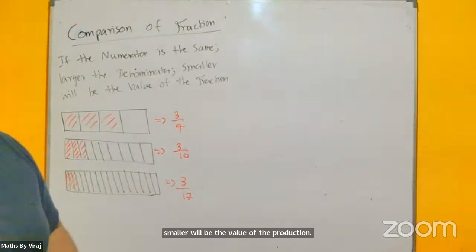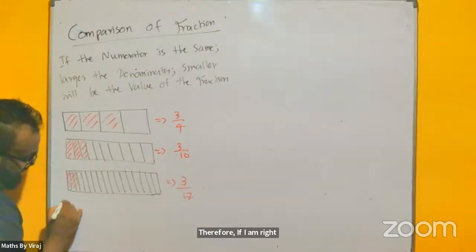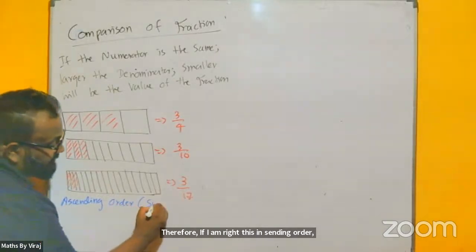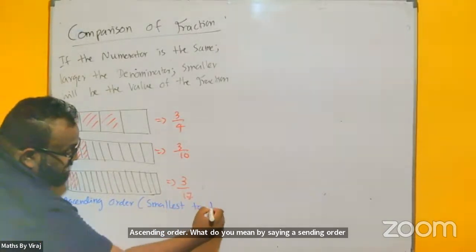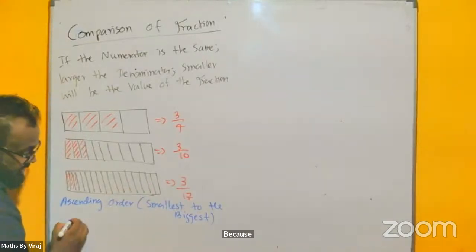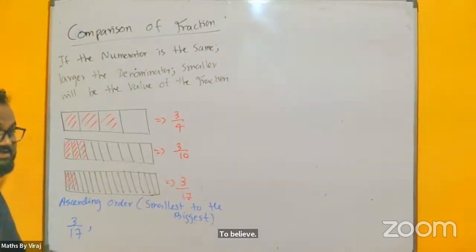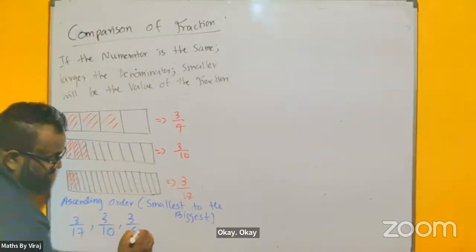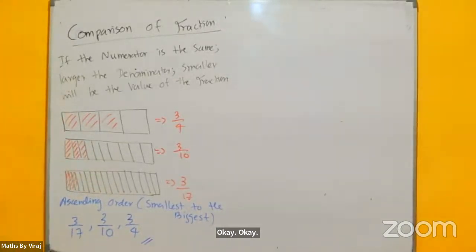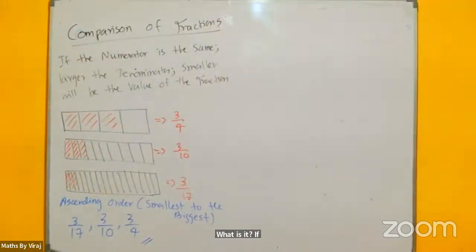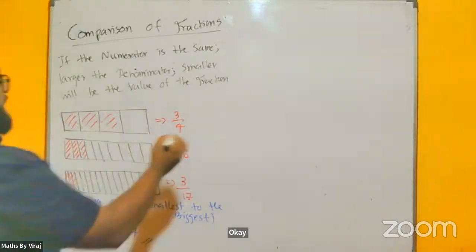Therefore, if I write this in ascending order, what order, children? What do you mean by ascending order? Smaller to bigger, smallest to the biggest. What is the smallest fraction that we have? 3 over 17. Next, 3 over 10. Next, 3 over 4. Now we understand from the basic comparison of fractions: if the numerator is the same, larger the denominator, smaller will be the value of the fraction.